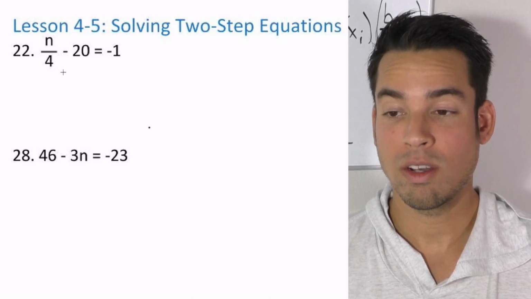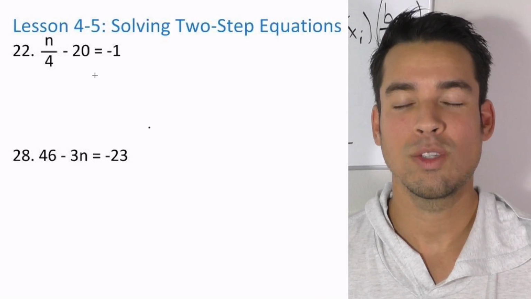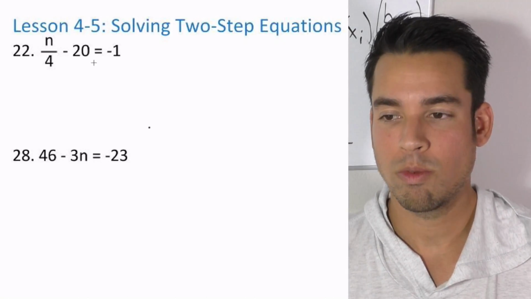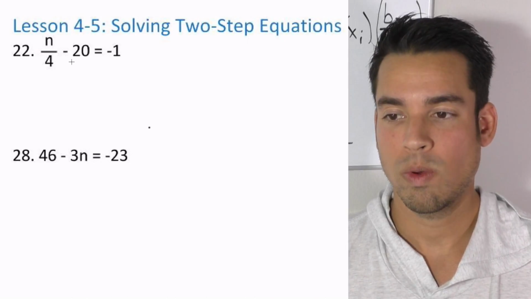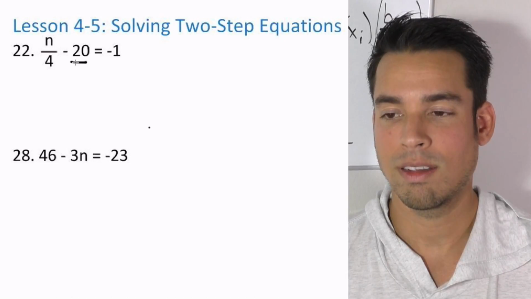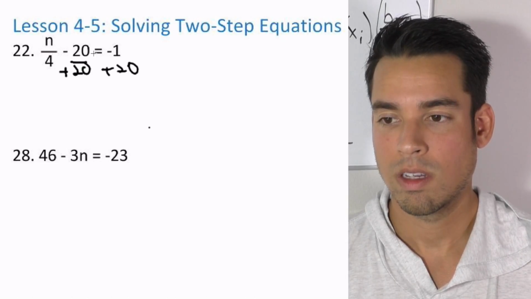Let's do it. So here we got n over 4 minus 20 equals -1. Rule of thumb is we start with the numbers, removing numbers that are farthest away from the variable first. So that 20 is the one we want to get rid of. It's being subtracted from n, so we're going to go ahead and add 20 to both sides.